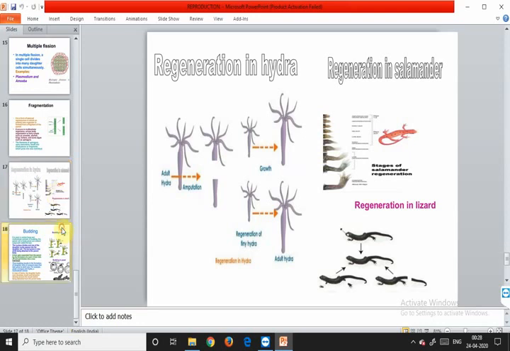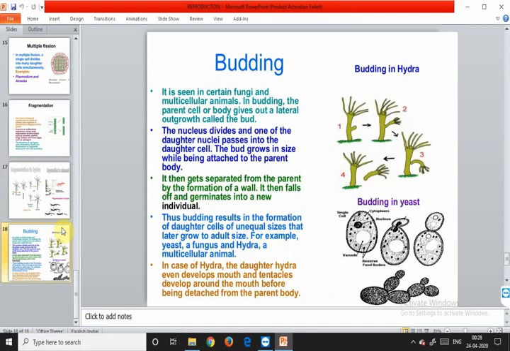The next one is budding. Budding is the formation of a daughter individual from a small projection. That is, the bud arising on the parent body is called budding. It is a common method of asexual reproduction. In budding, new individuals are formed by mitosis. Examples of budding are yeast, where it is very common, and Hydra.